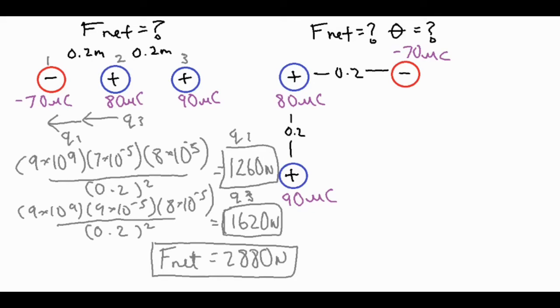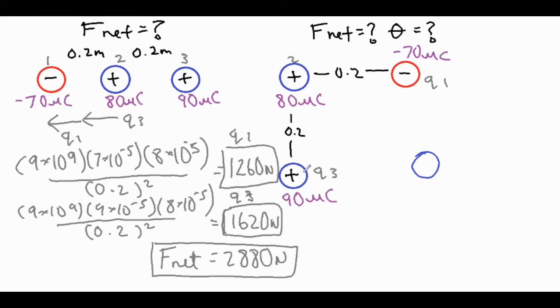Okay, so going back to this two-dimensional problem, we know that we have 1,260 newtons from what we called the Q1, and we have 1,620 from what we called the Q3, and then we'll call this one the Q2 over here. Now let's go ahead and pull this charge off to the side. Now it's getting attracted by this force over here, so we have a certain amount of force pulling it to the right, and it's getting repelled by this one over here. So we have a certain amount of force pushing it upwards.